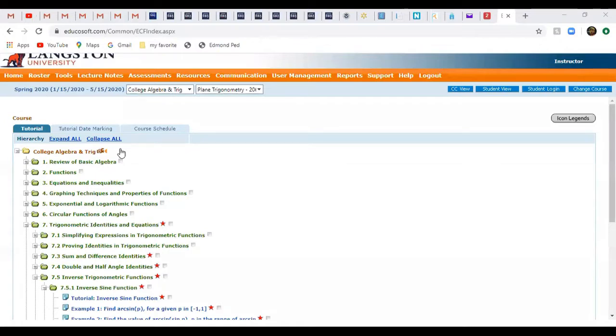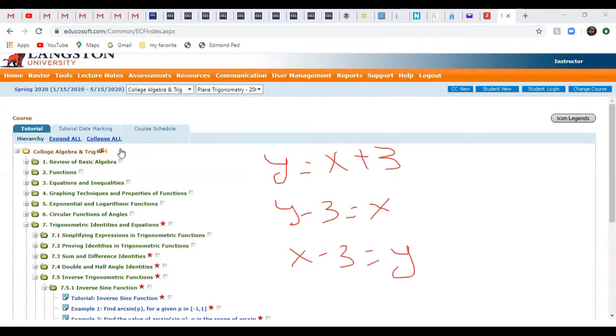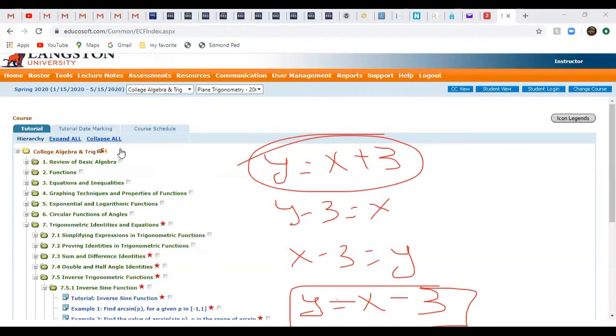If it is y equals x plus 3, we used to write it in the form y minus 3 equals x, and then we interchange x and y, and we write x minus 3 equals y, or we say y equals x minus 3 is the inverse function. So today we are dealing with inverse trigonometric functions, like inverse of sine, inverse of cosine, and inverse of other trigonometric functions. All right.